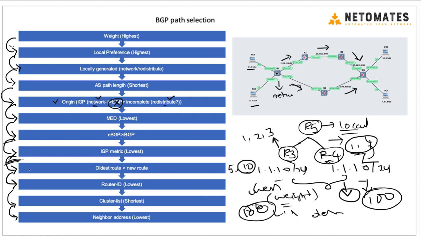Okay. So you just need to remember or have some reference to this path selection process. If someone asks what the BGP path selection process is, or if you are working on some BGP topology and you want to make sure which route will be installed into the routing table, you need to check all these priorities.